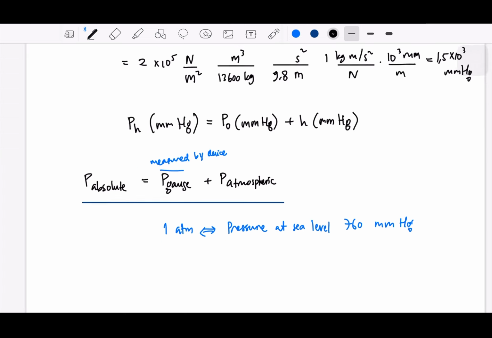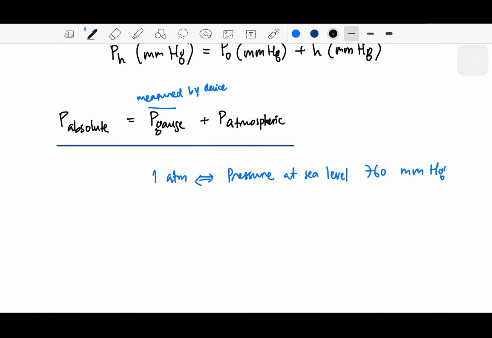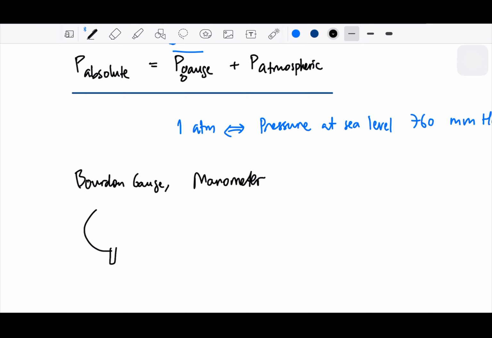And then there are several devices as mentioned. The most common ones are the Bourdon gauge and manometer. Bourdon gauge is like a watch, like that, and it has some scale like that.